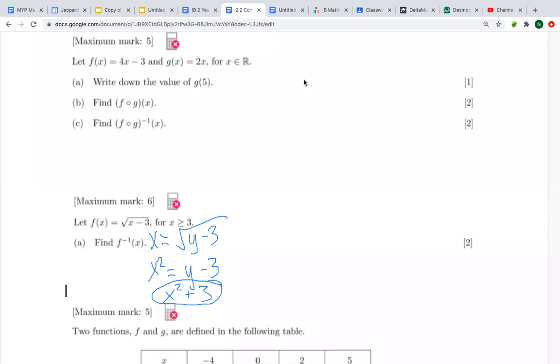Okay, again, so I just swapped my x and y and solved for y. The inverse would then be x squared plus 3.